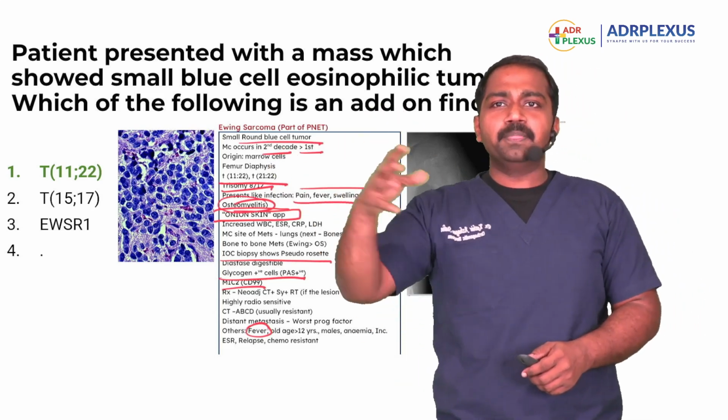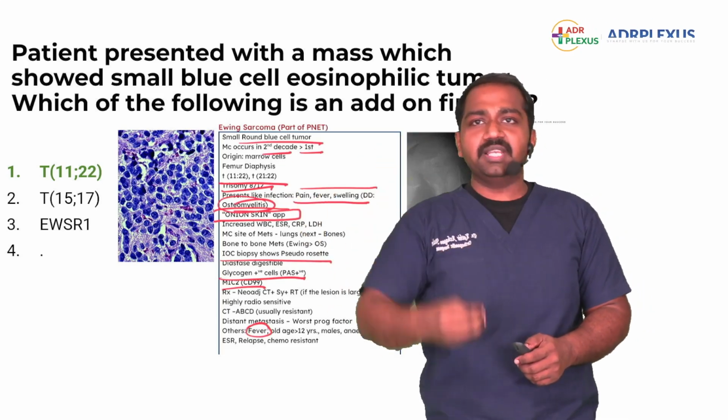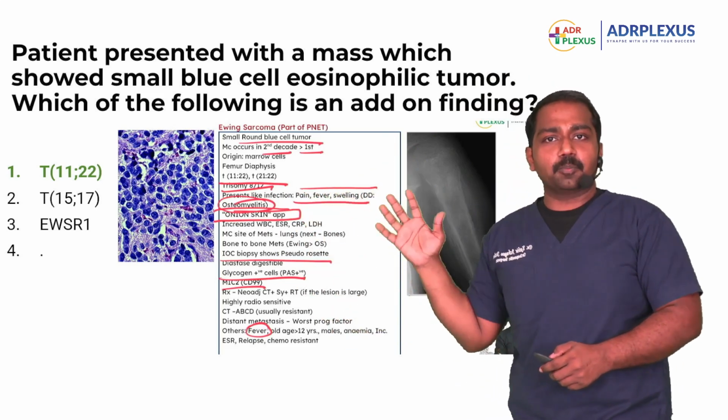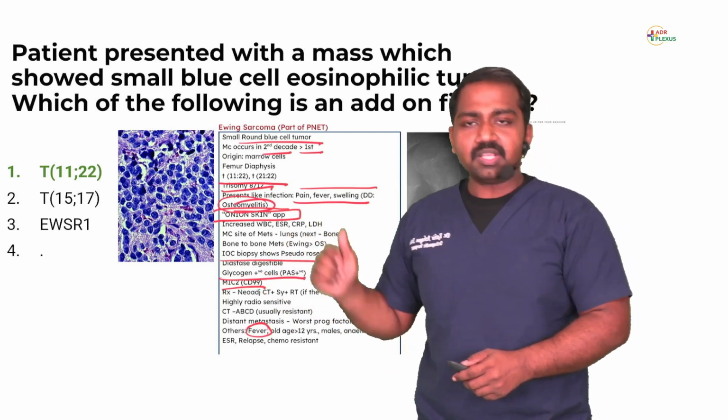They have given the histological picture, and the histological picture shows a classical eosinophilic small blue cell tumor. So this should be an easy question for a person who had listened to our workbook based video session.